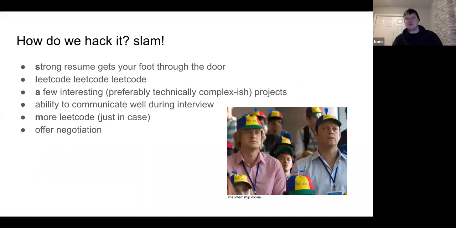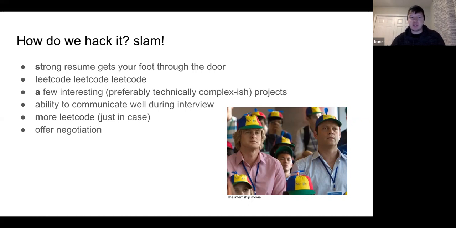So how do we hack the TC? This is the basic strategy. I came up with it on the fly: SLAM. The acronym doesn't really make any sense, I just thought it was kind of funny. The steps are: you need a strong resume. Obviously everybody knows this, I'm not discovering fire here. You need a strong resume that gets your foot through the door. Then you need to LeetCode. I wrote LeetCode three times because if you do well in LeetCode, you'll have no problem doing well on all of these technical assessments. The rest we're going to talk about is behavioral interviews and stuff, and that's not that hard.